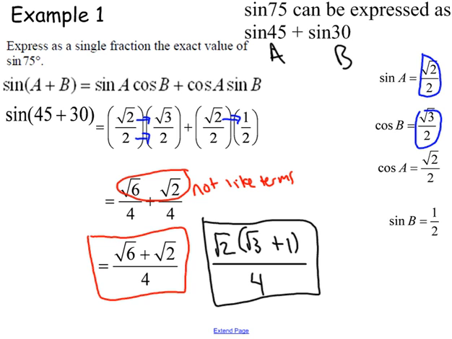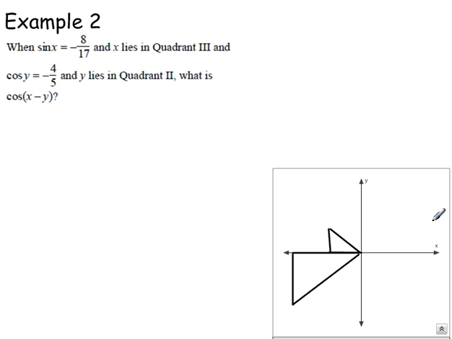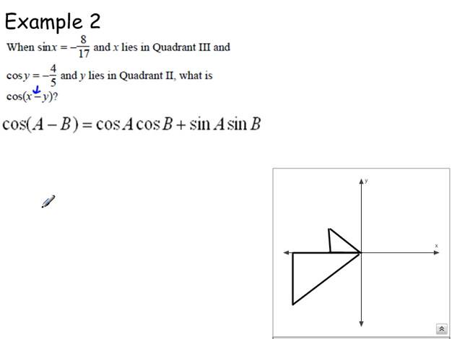Example 2. When the sine of x equals -8/17 and x lies in quadrant 3, and the cosine of y equals -4/5 and y lies in quadrant 2, what is the cosine of x minus y? So here we're going to be using a difference formula because we have a subtraction here. And instead of using the letters A and B, I'm going to use the letters x and y, x for A and y for B, just because that's what the problem is using.